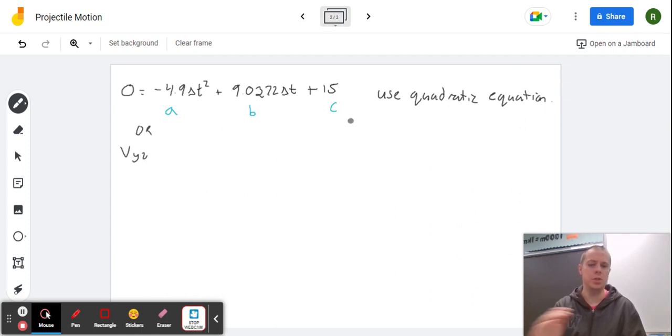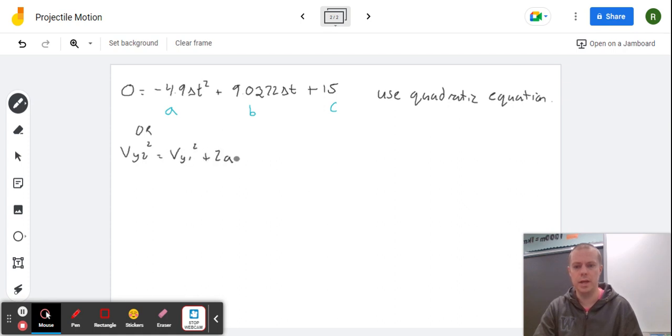Okay. And it basically just comes down to preference. So you've probably had practice with the quadratic equation before. I'm going to show you how to find it without the quadratic equation. And it'll also be helpful because it'll give us VY2, which we're going to need for part B. So I'm going to use VY2 squared equals VY1 squared plus 2A delta D.